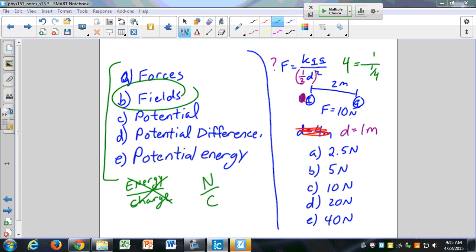Well, if they're positive and negative, yeah, they'll stick together. But if they're two positive charges, they'll fly apart. And that's what potential energy is. It's the potential for motion. All right.